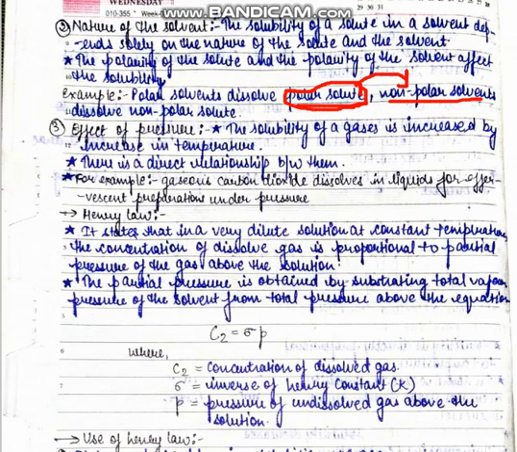Third is effect of pressure. The solubility of gases is increased by increase in pressure. There is a direct relationship between them. So the solubility of gases cannot be changed by changing only the temperature, but can be increased or decreased by changing the pressure. For example, gaseous carbon dioxide is dissolved in liquids for effervescent preparations under pressure.